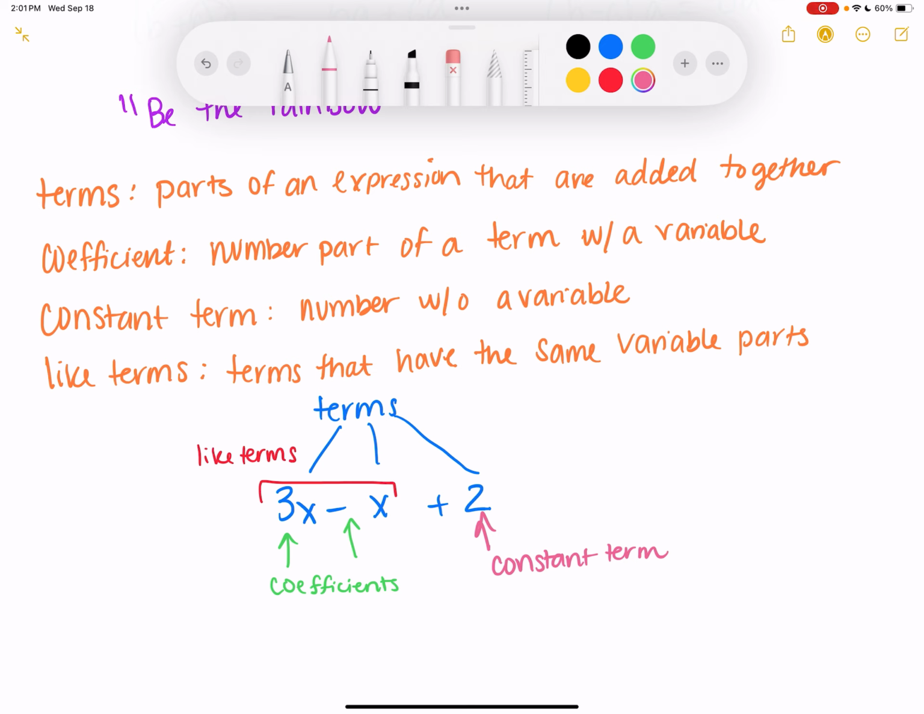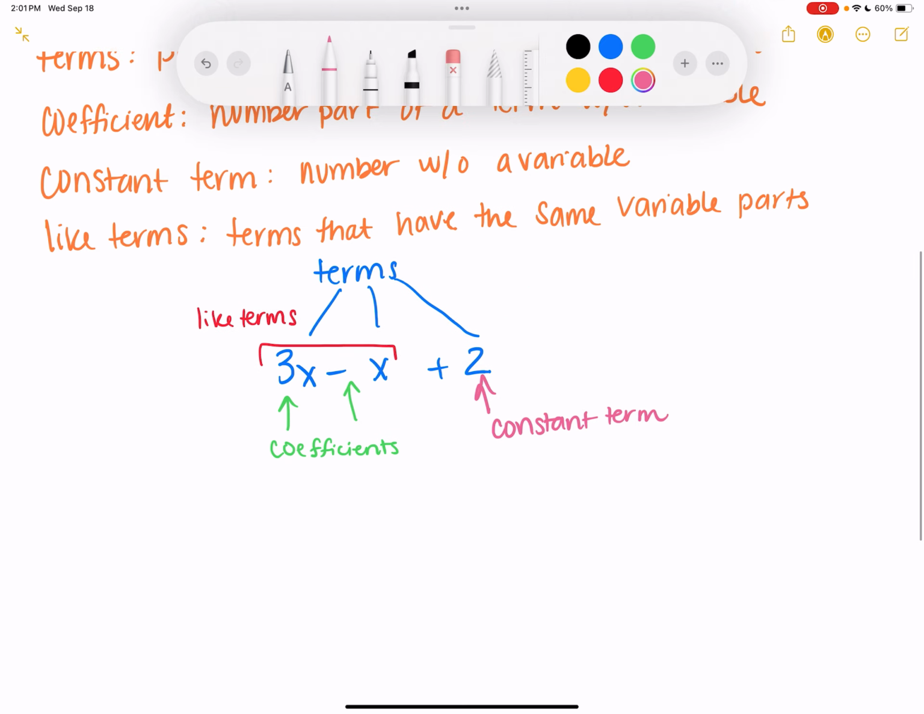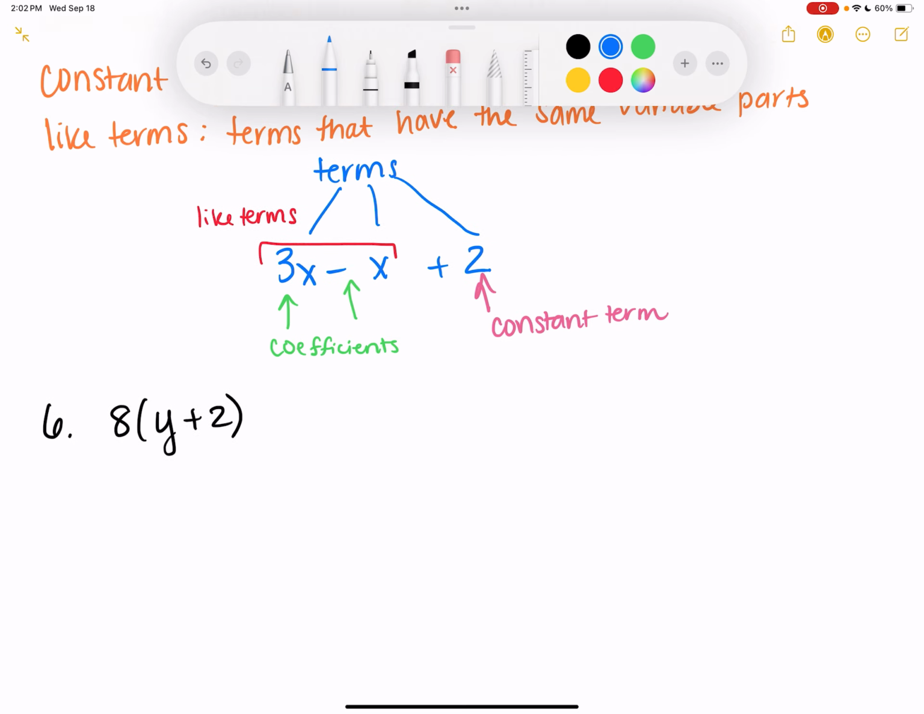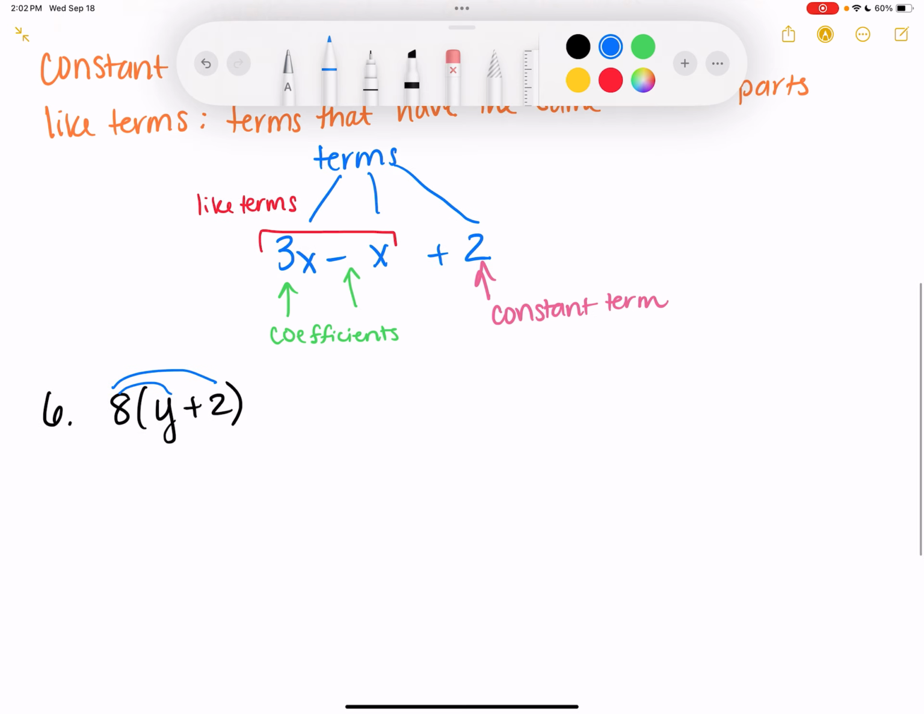So using the distributive property for some examples here. Let's use the distributive property to write an equivalent expression. So if I have something like number 6, 8 times y plus 2. I multiply 8 times y and 8 times 2. So that gives me 8y plus 8 times 2 is 16. So it would be 8y plus 16 would be our answer.